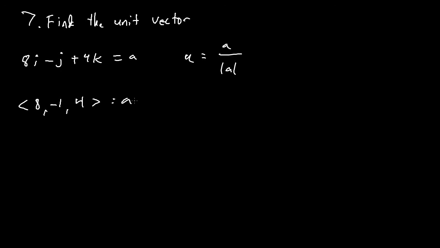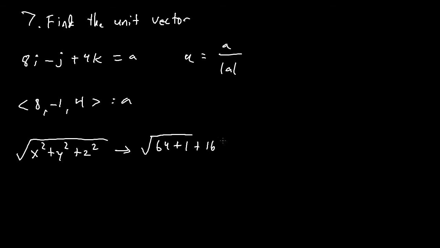Now in order to find the magnitude, since we do have a z component, we're going to take the square root of x squared plus y squared plus z squared. So then that's going to lead us to the square root of 8 squared, 64, plus -1 squared, which is 1, and then plus 4 squared, 16. So that will give us the square root of 81, which obviously is 9. So that is the magnitude.